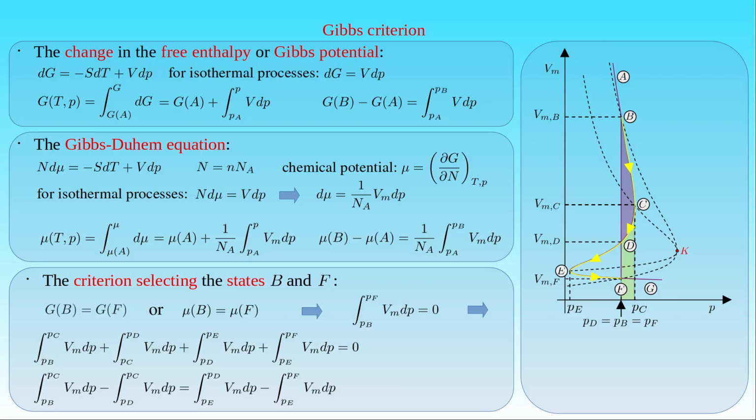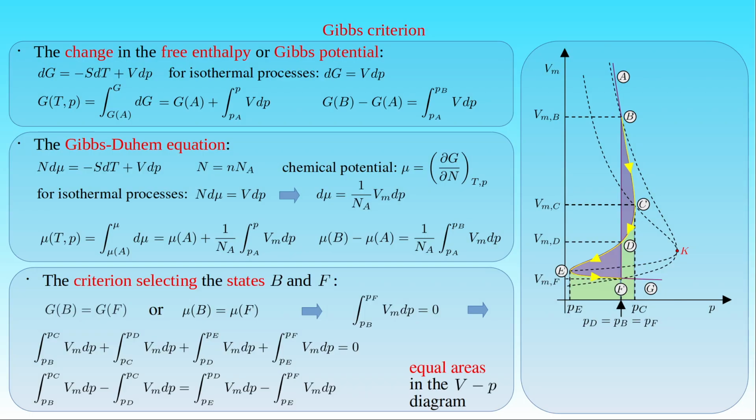Similarly, the first integral in the right-hand side of the equation gives the area under the isotherm between the states E and D, and the second integral gives the area under the isotherm between the states E and F. Their difference is equal to the area of the closed curve D, E, F, and D. Now we can conclude that the Gibbs condition selects the boundary states B and F for the phase transition of the medium such that the areas of these closed curves in the volume versus pressure diagram must be equal.